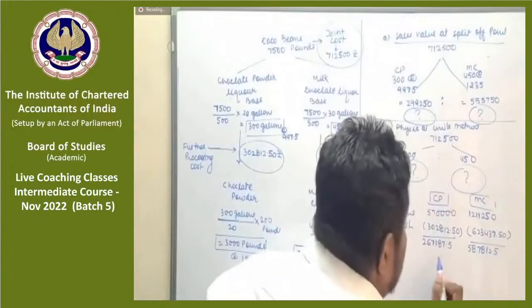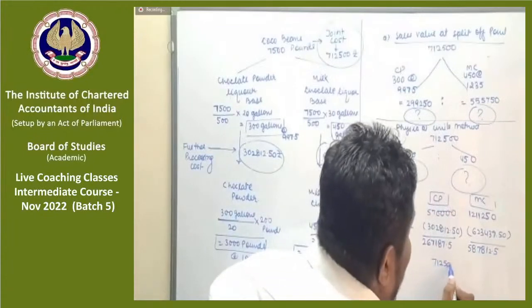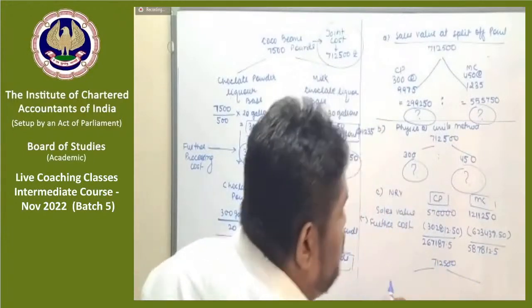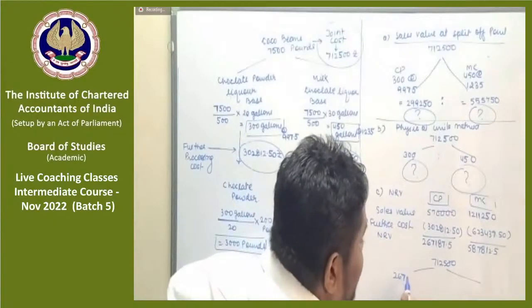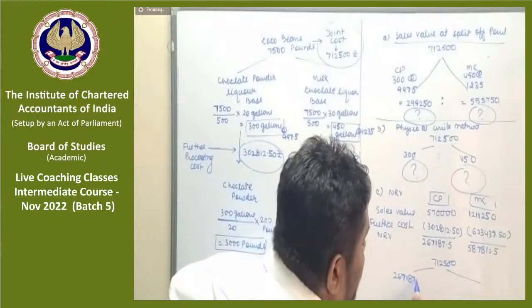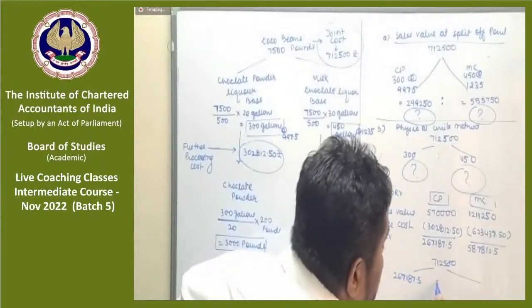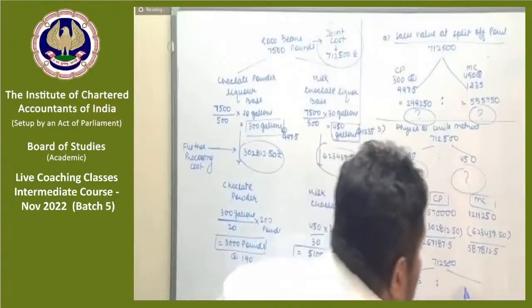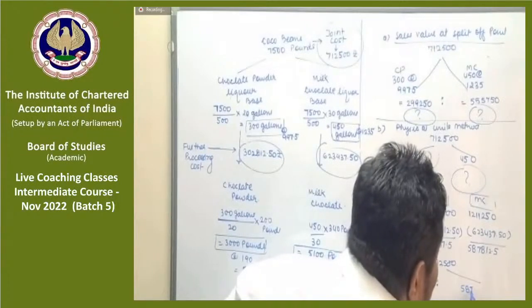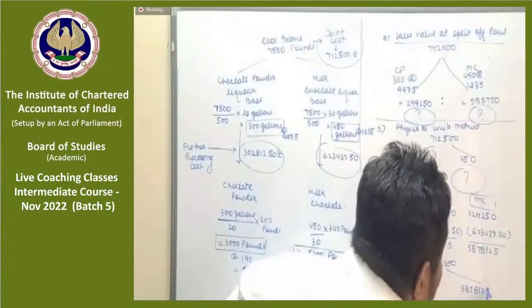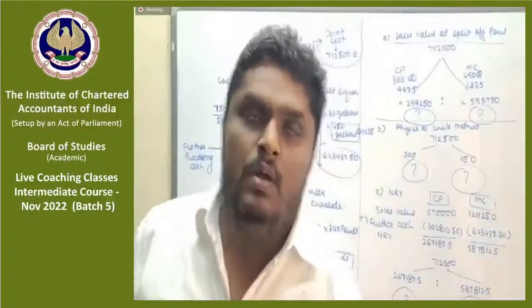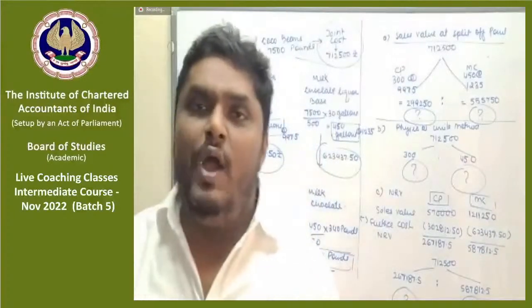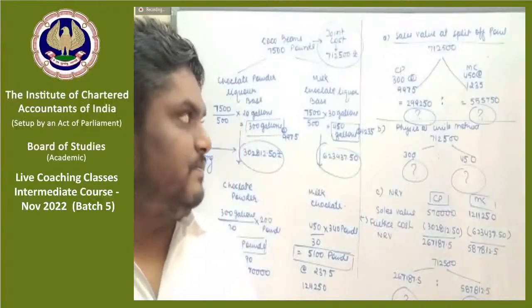So the joint cost 7,12,500 will be distributed in the ratio of 267,187.5 is to 587,812.5. So you guys can distribute the ratio. So this is the way you have to solve the question.